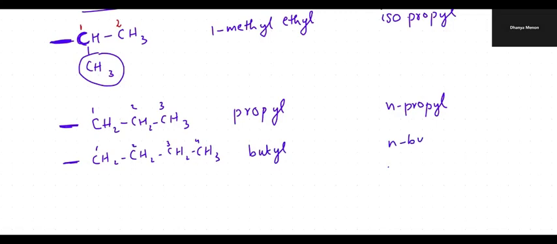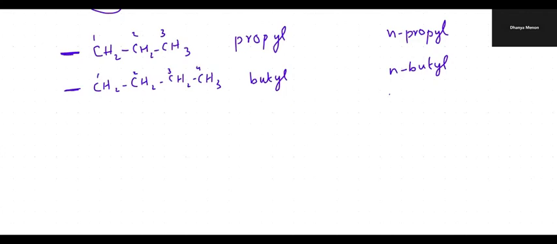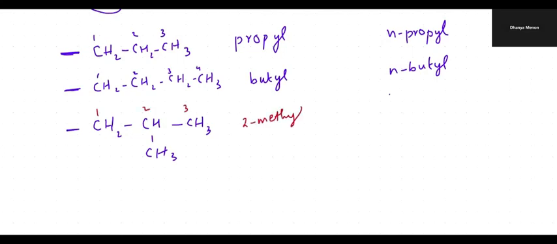Now over here, I will make it branched: CH2, CH, CH3, and CH3. For the IUPAC name, numbering 1, 2, 3, this is 2-methylpropyl. We have numbered 3 carbon atoms, so this is propyl.